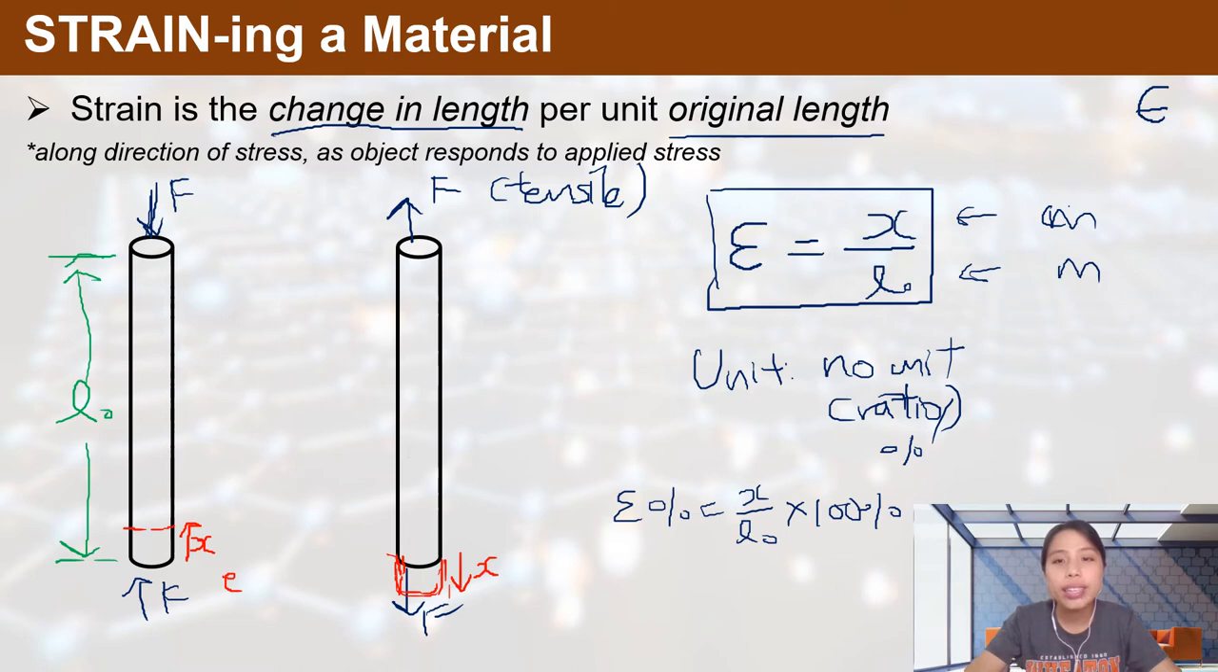Okay, so strain is, remember, change in length over original length. It's a ratio, also can be expressed as a percentage. So it has no unit. Ratio and percentage is no unit. So those are the two building blocks that we need to know before we go to the Young's modulus.